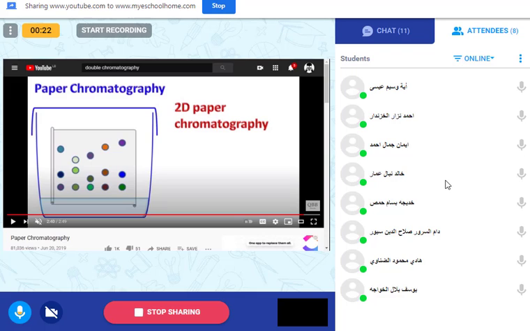Okay, now the aim or the goal of this process is to separate the different amino acids that are found in a specific protein. These amino acids I cannot see them because they are all colorless, so I cannot depend on the color to separate them. I have to search for a different technique to separate these amino acids.